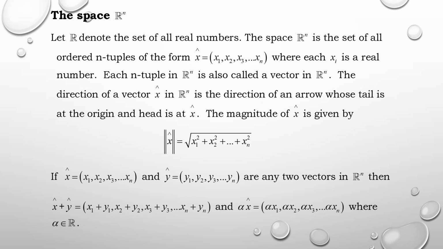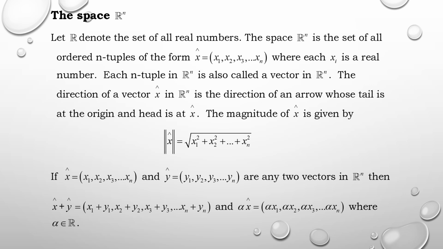What is its magnitude? It is given by this formula. Norm x cap equals square root of x1 square plus x2 square plus x3 square plus so on plus xn square. Norm x cap is a real number. It is non-negative. It is called the norm of x cap or the length of x cap. It is the magnitude of x cap. So we assigned a length or magnitude and a direction to this x cap. So x cap is a vector in Rn.